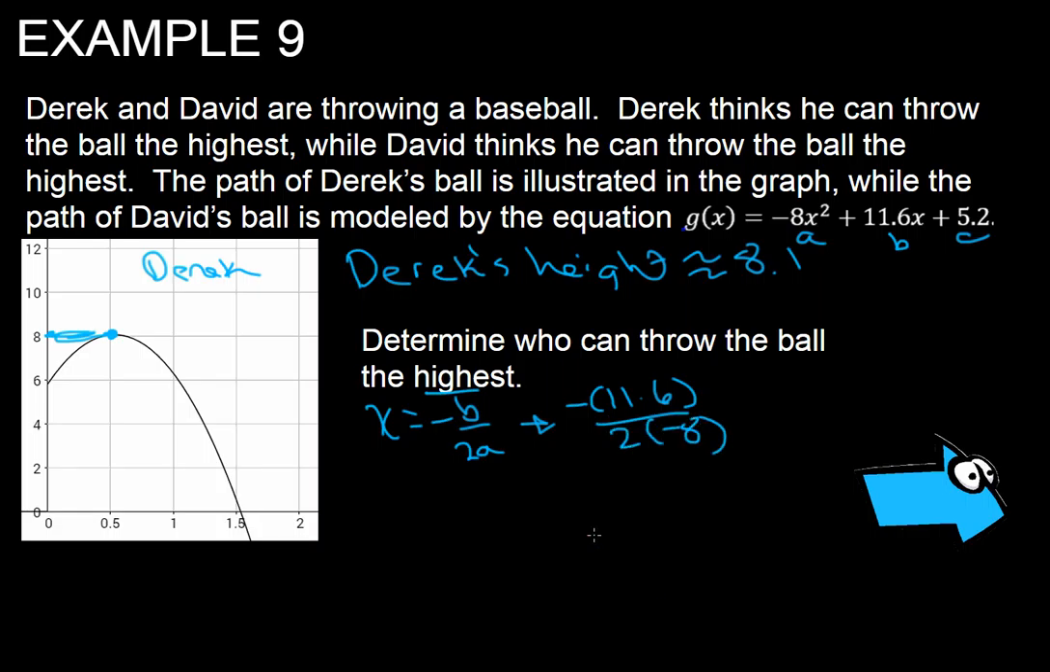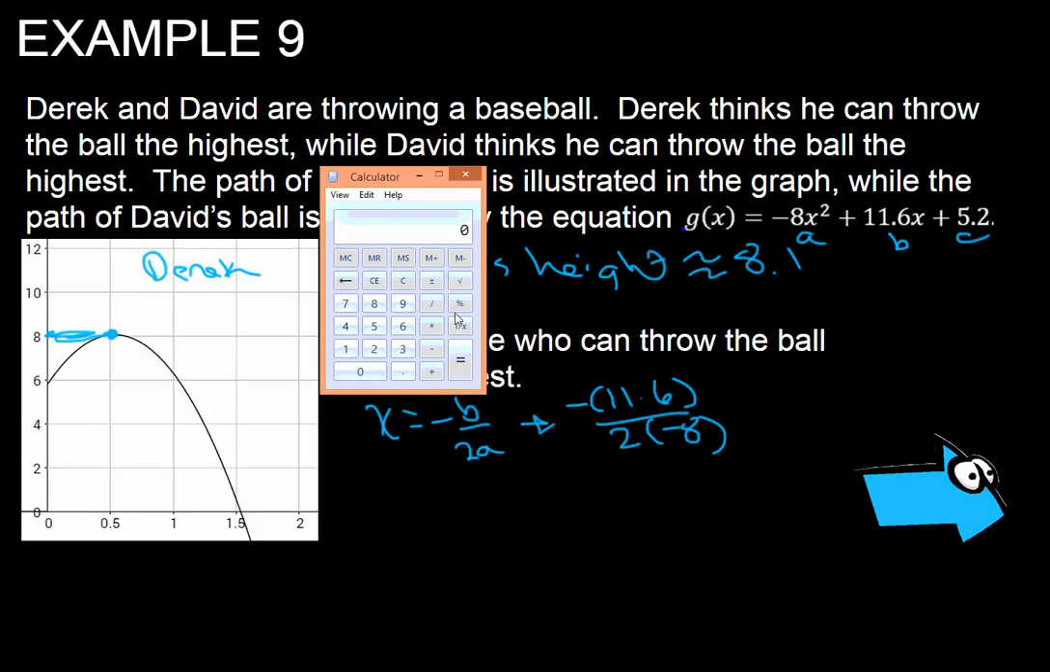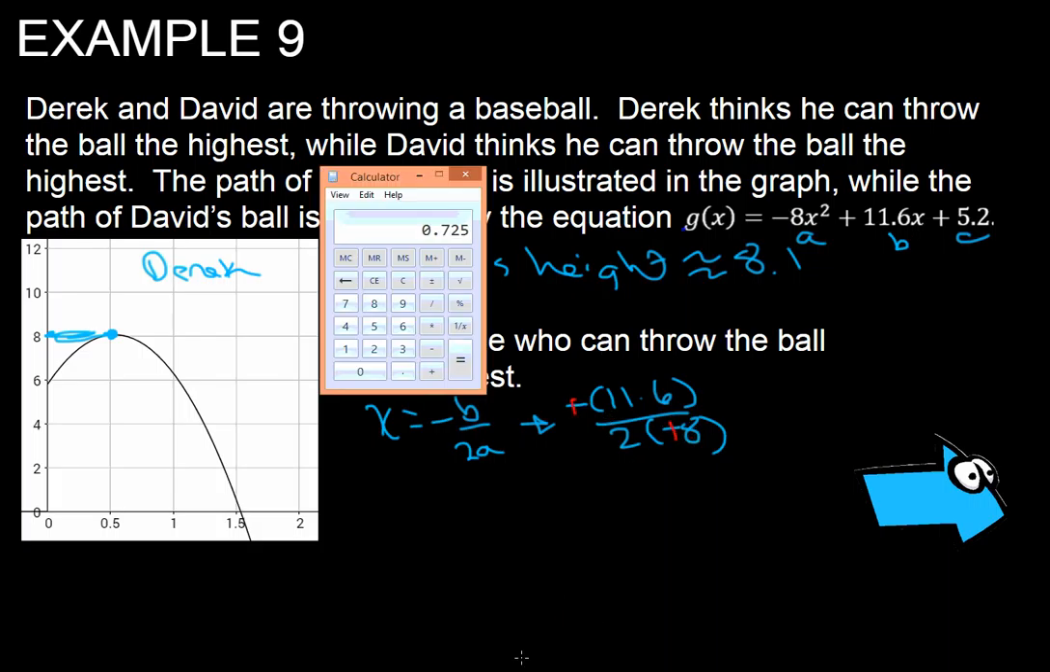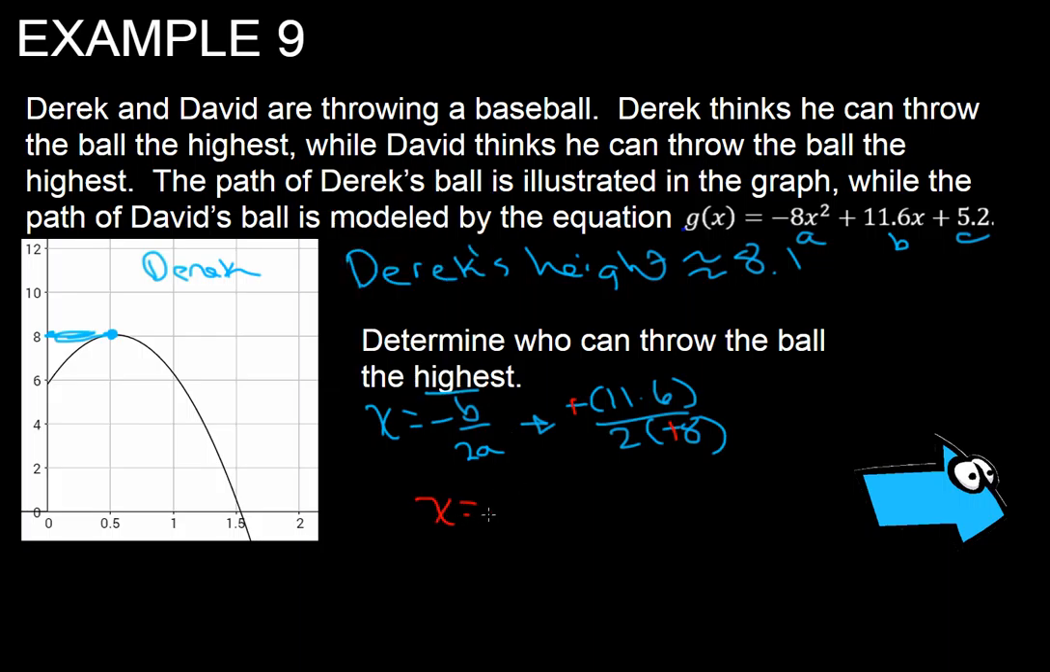And I'm going to use a calculator. It makes life a little simpler here for these problems. So let's pull it up. We're going to do 11.6 divided by 16. I do that because if I look, these will both cancel out, so I don't have to worry about doing that. So I ignore the signs when I plug it in. So my x value here is 0.725. So x here is going to equal 0.725.